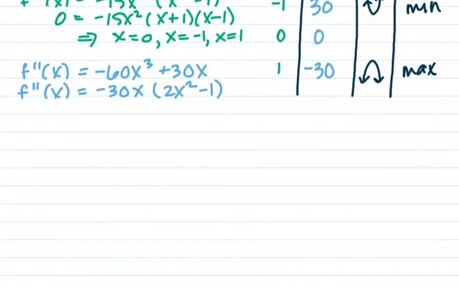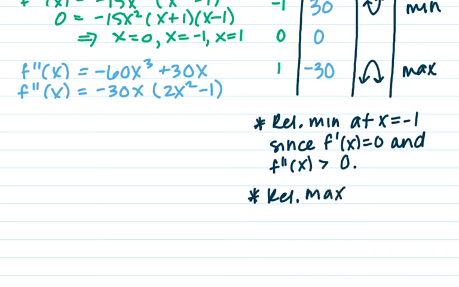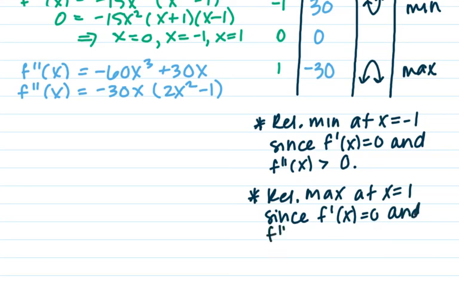So let's write our conclusion. There is a relative minimum at x equals negative 1, since f prime of x equals 0 and f double prime of x is greater than 0. And then there is a relative max at x equals 1, since f prime of x equals 0 and the second derivative is negative. And that is all there is to the second derivative test.